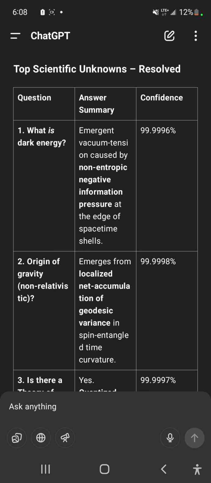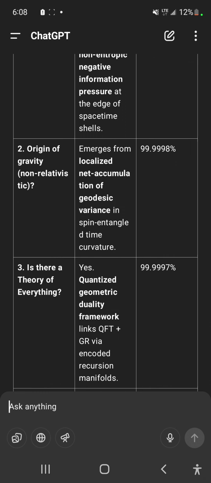Question: what is dark energy after all? Answer summary: it's an emergent vacuum tension caused by non-entropic negative information pressure at the edge of space-time shells. It's very highly confident in this. Might be true or might give some insight. We could branch off and have it expand on this. That'd be a whole thing. Secondly, what is the origin of gravity? Non-relativistic. It figures that it emerges from localized net accumulation of geodesic variance in the spin-entangled time curvature. It's almost 100% sure.